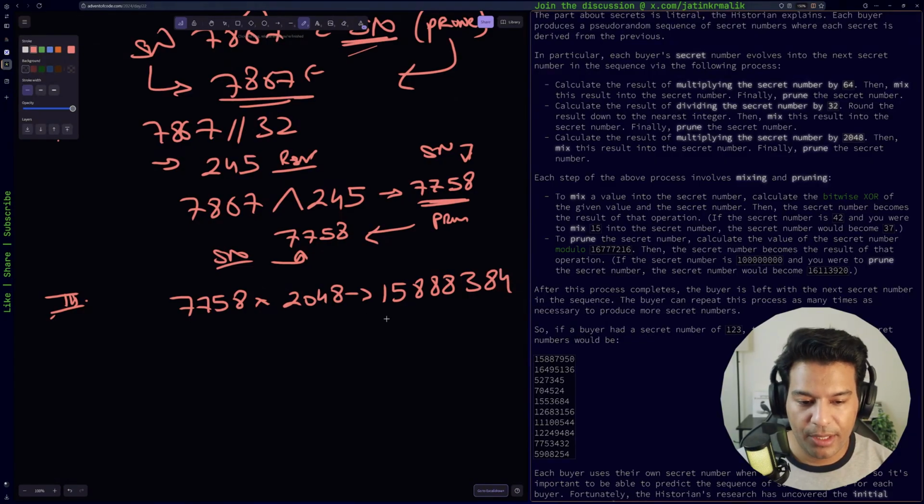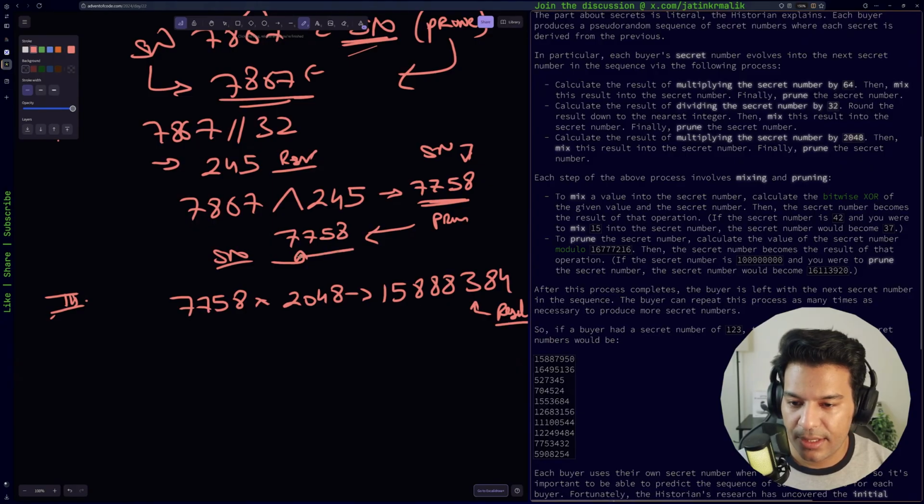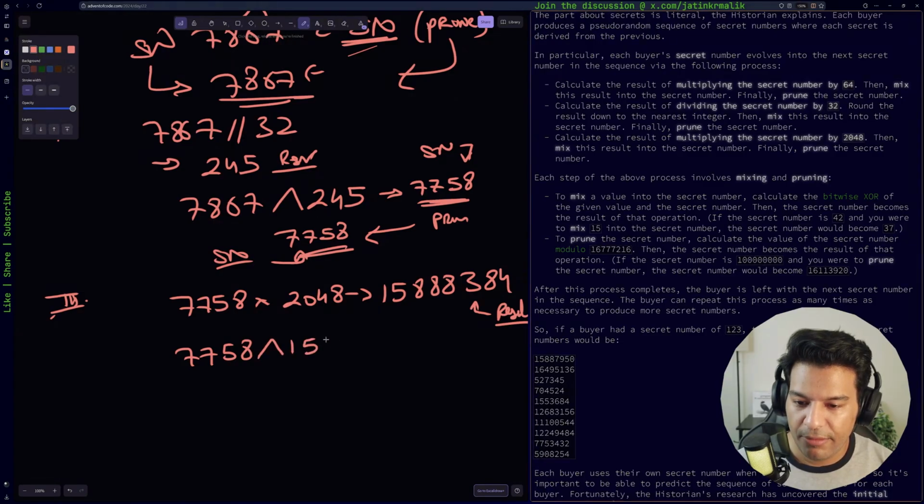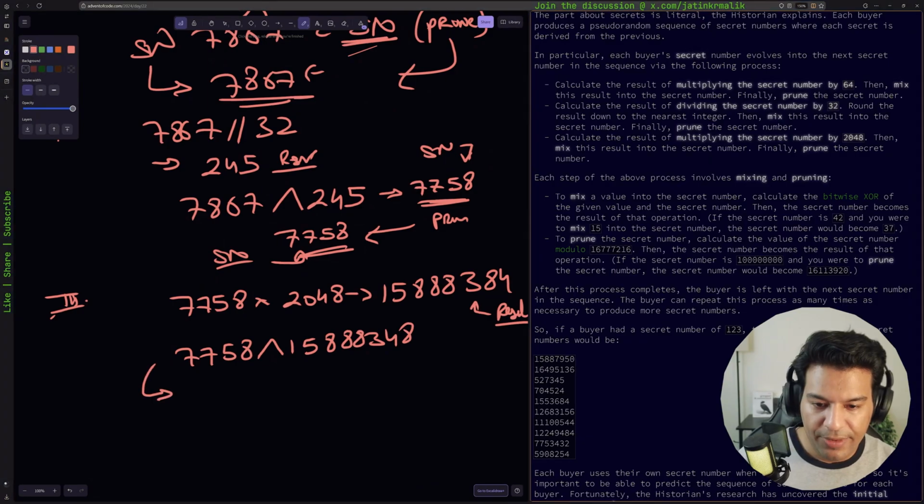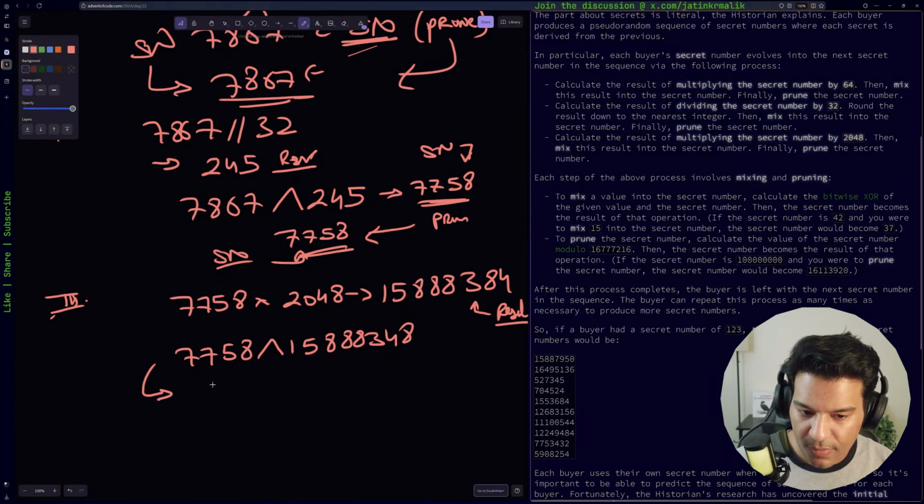1588384. That's a big number. And after you do that here, then mix this result into the secret number. So now this is our result. This was our secret number. So in the next pass, I will go 7758 XOR 1588384, and we get a value of 1588790.